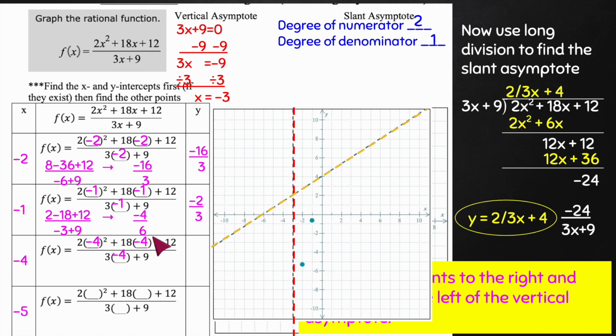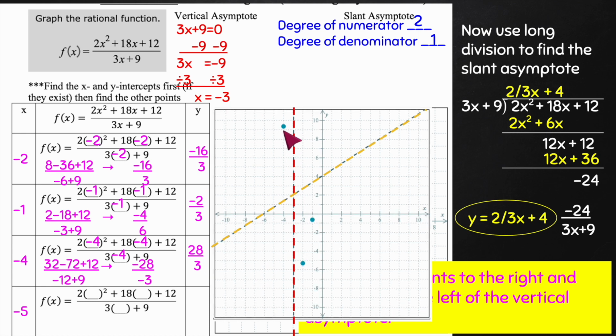Okay, so I'm going to plug in -4. So -4 squared is 16 times 2 is 32. 18 times -4 is -72 plus 12. And then 3 times -4 is -12 plus 9. When I add across the top, I get -28 over -3. The only thing that's going to cancel are the negatives here. It's going to be +28 over 3. So here it is. It's way up top here.